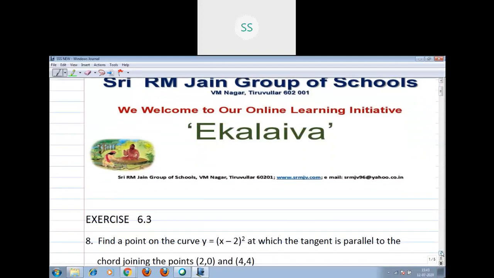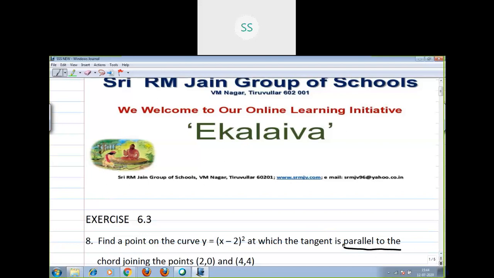Find a point on the curve y is equal to (x minus 2) the whole square at which the tangent is parallel to the chord joining the points (2, 0) and (4, 4). Here one thing you have to listen carefully: the tangent is parallel to the chord. That is very important.